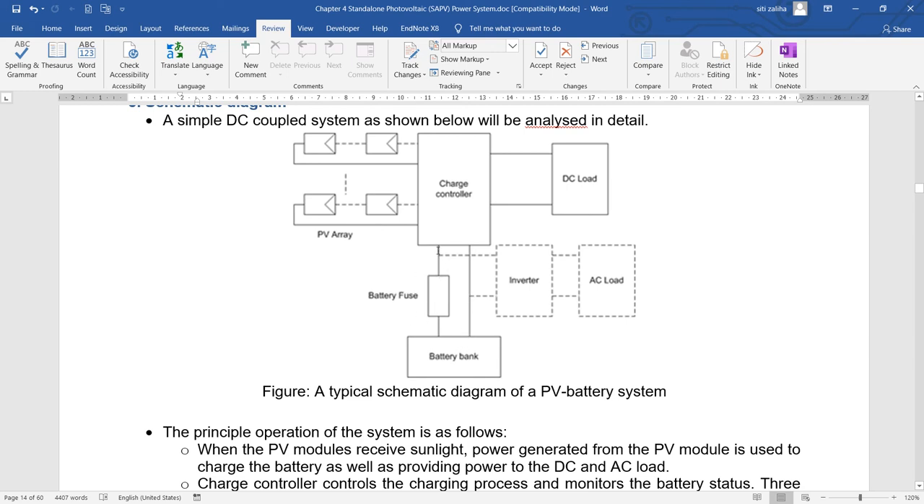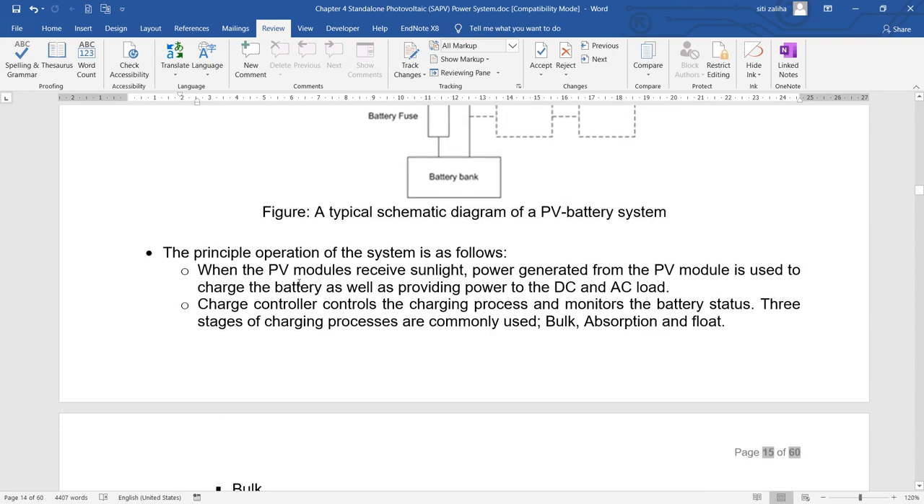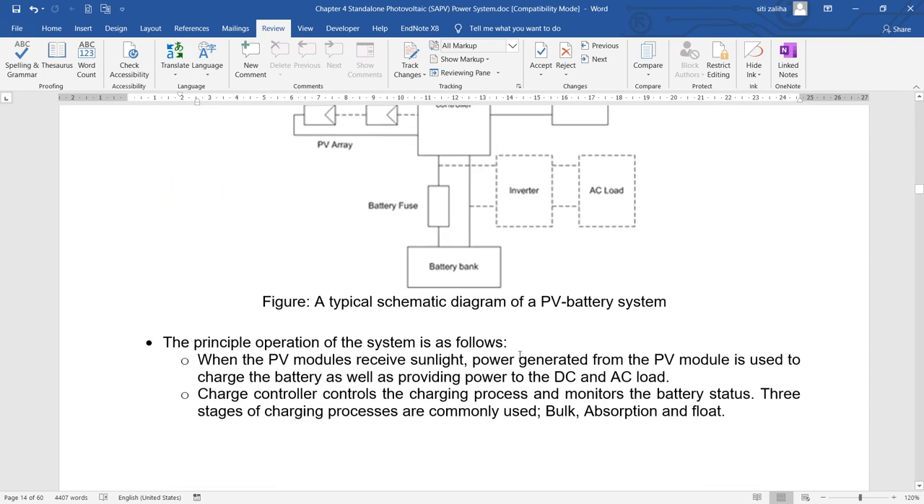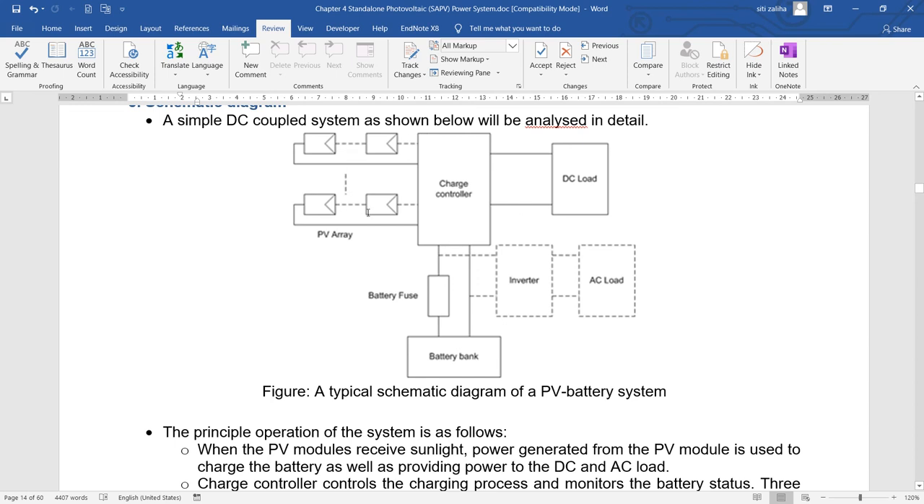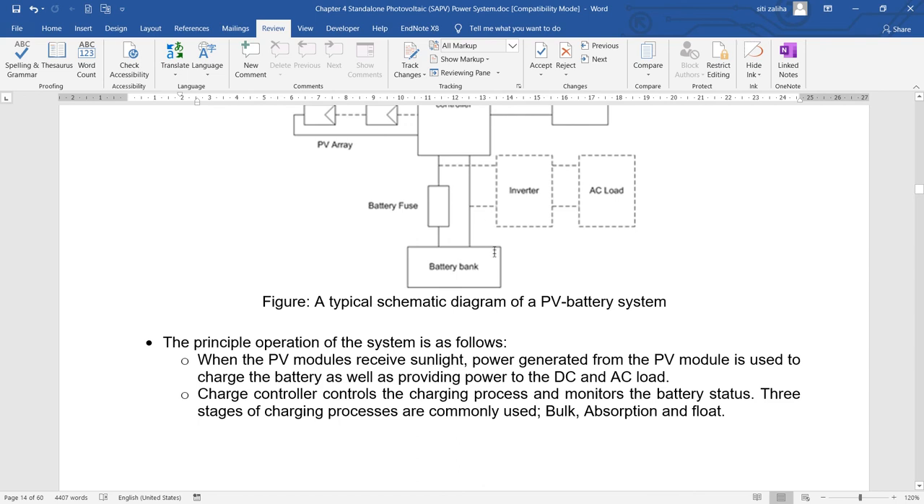This is for protection, we have a battery fuse. To supply the AC load, we need an inverter, which converts DC to AC. The principal operation of the system is as follows. When the PV module receives sunlight, the power generated from the PV module is used to charge the battery as well as to provide power to DC and AC load. The charge controller will control the charging process and monitor the battery status.